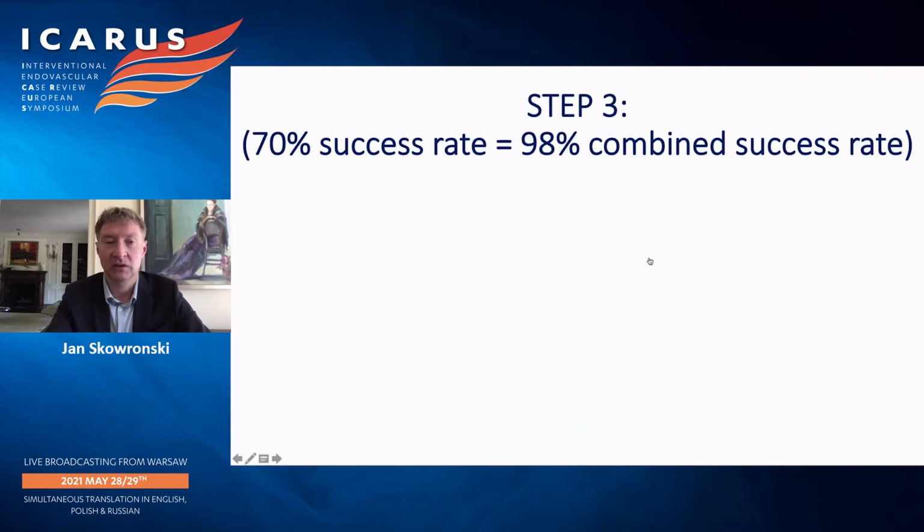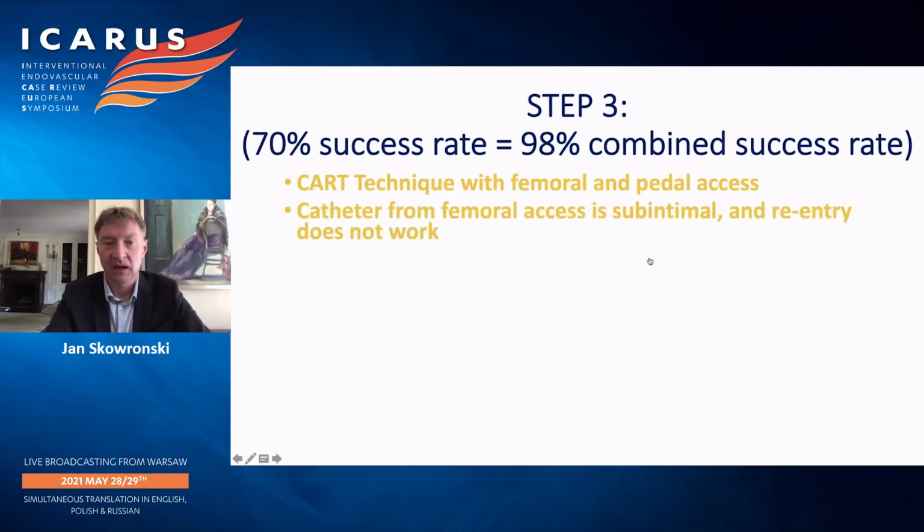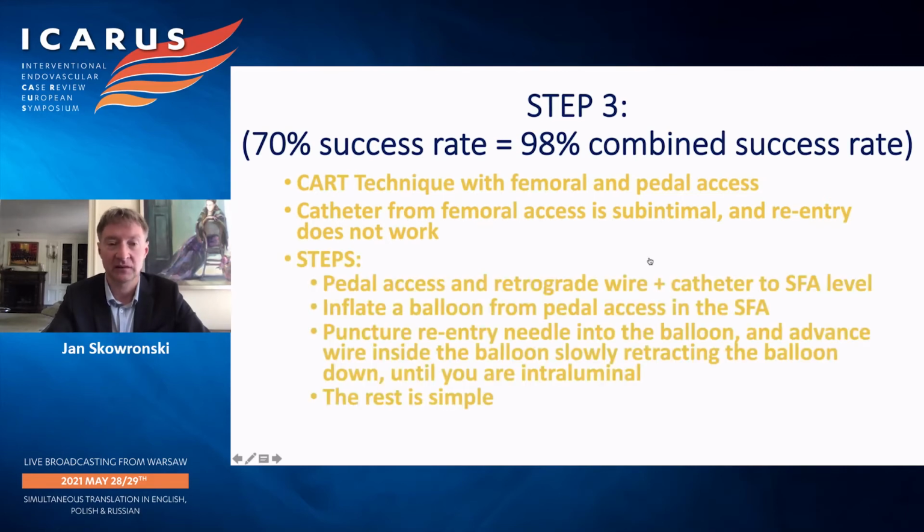Well, then you go to the next step, step 3, that I would say has about a 70-75% success rate, and that brings you to a 98% combined success rate. You do something called the CART technique with dual access from the femoral artery and from pedal access. And the catheter from the femoral access, you already know is subintimal, and the reentry doesn't really work in this case. So these are the steps.